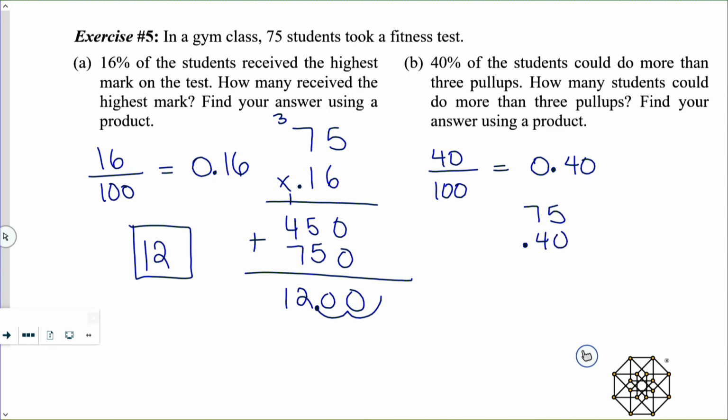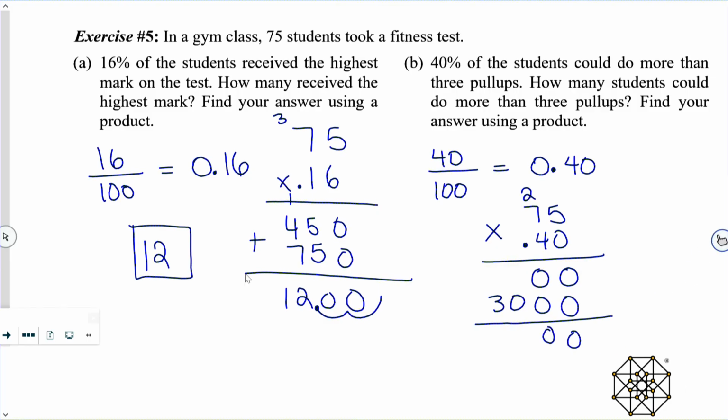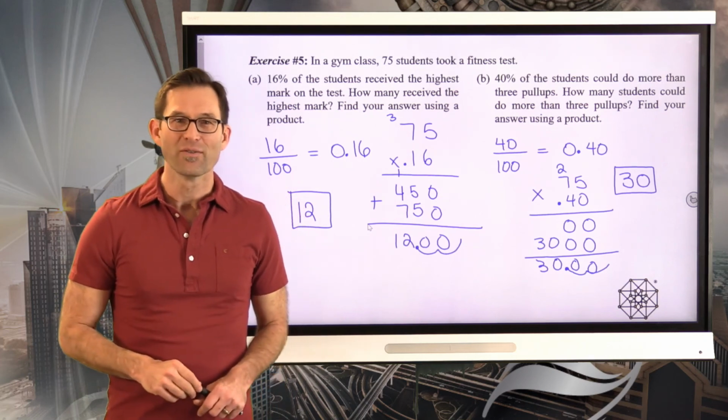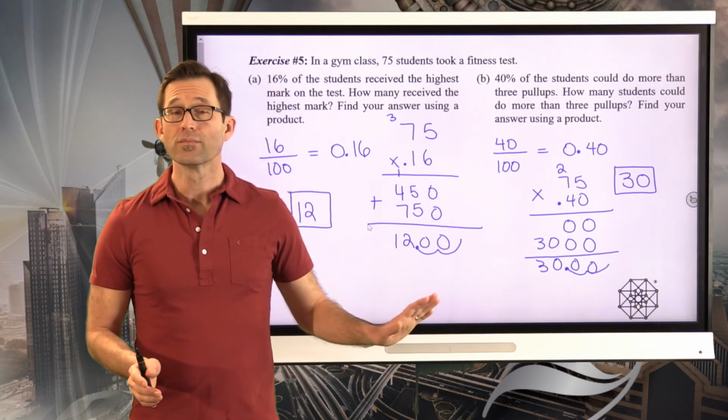All right, so here we go. 0.40 times 75. Of course, 0 times 75 is 0. All right, then 4 times 5 is 20, carry the 2, 4 times 7, 28, plus another 2 is 30. All right, when we add everything up, we get a bunch of zeros with a 3, move 2 decimal places, and we find that 30 of those 75 students were able to do more than 3 pull-ups. I would not have been included in those. Anyhow, so that's it. Simple.